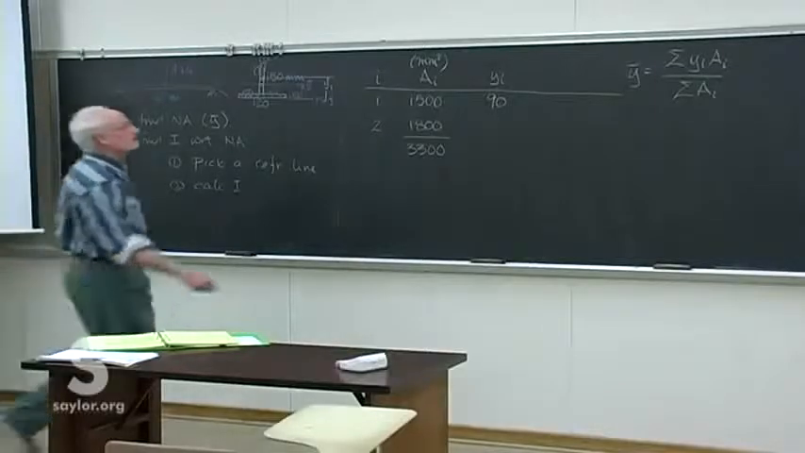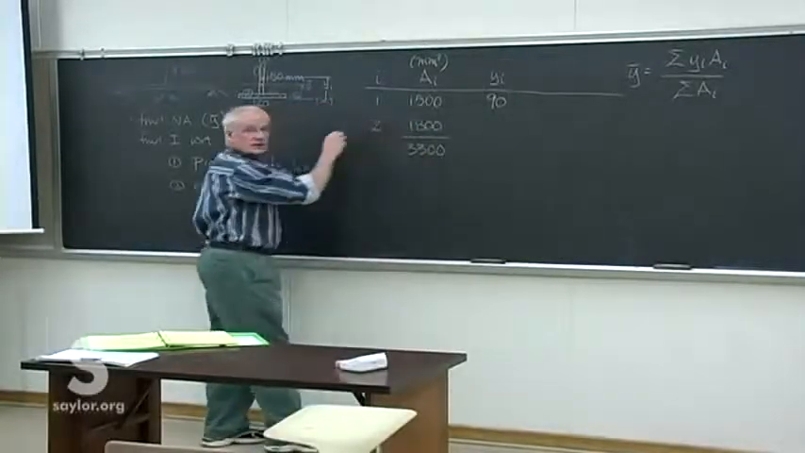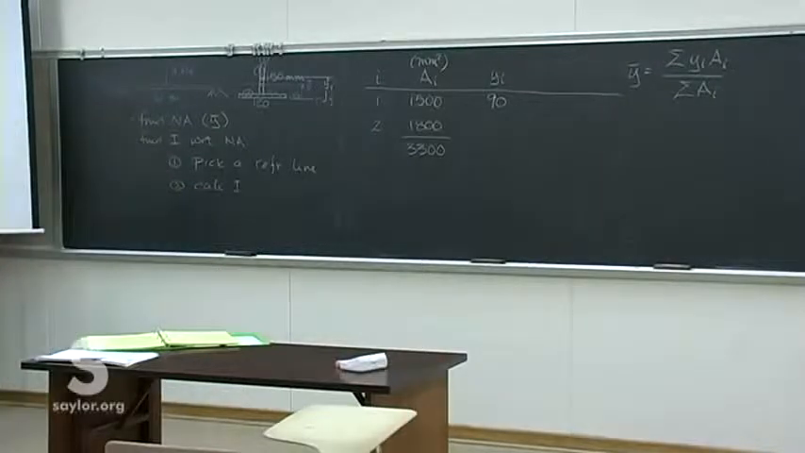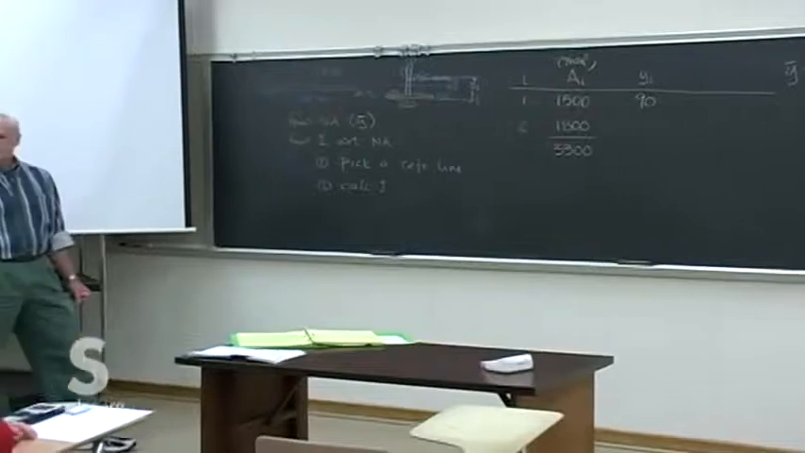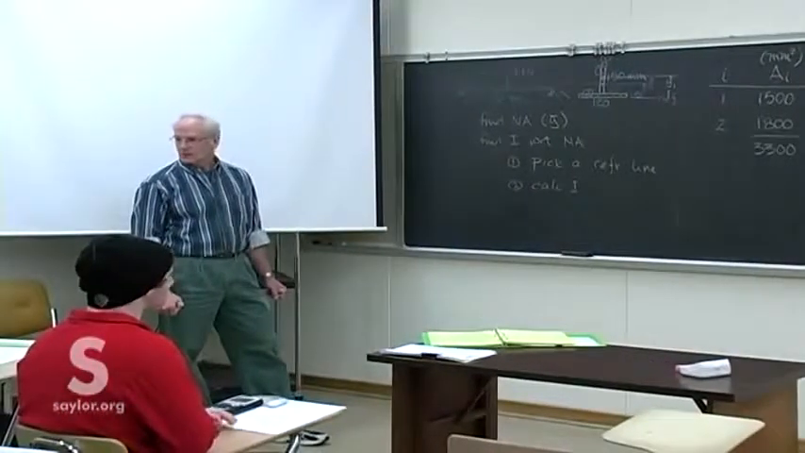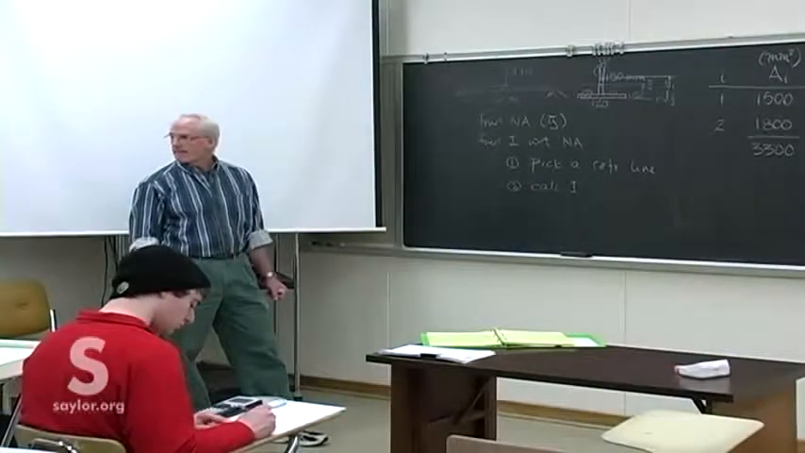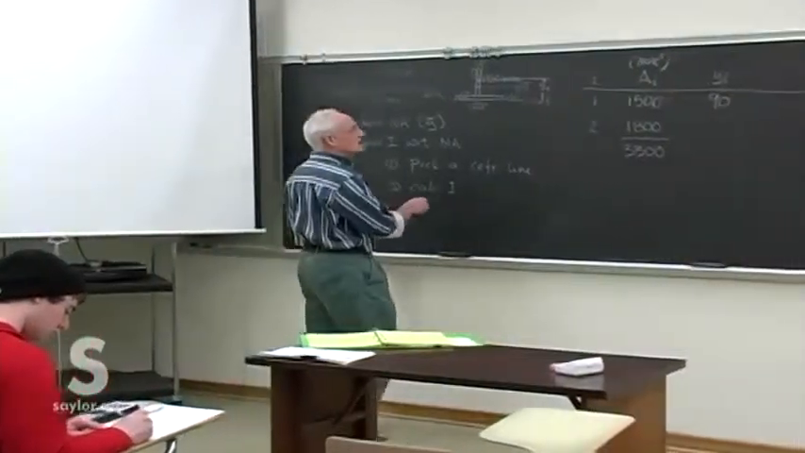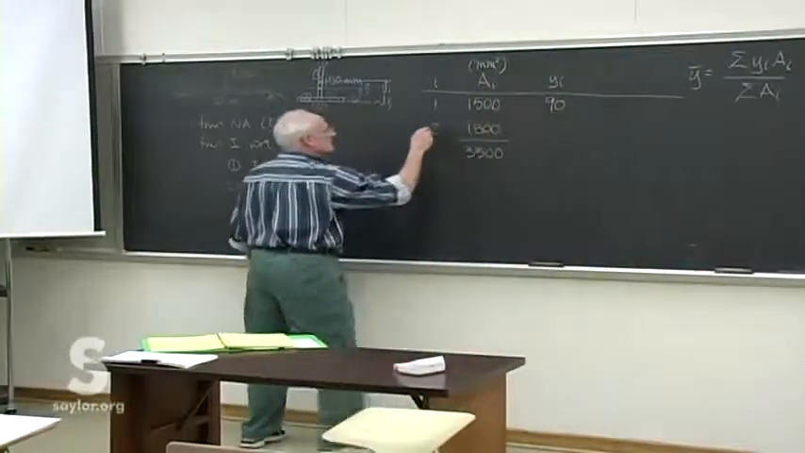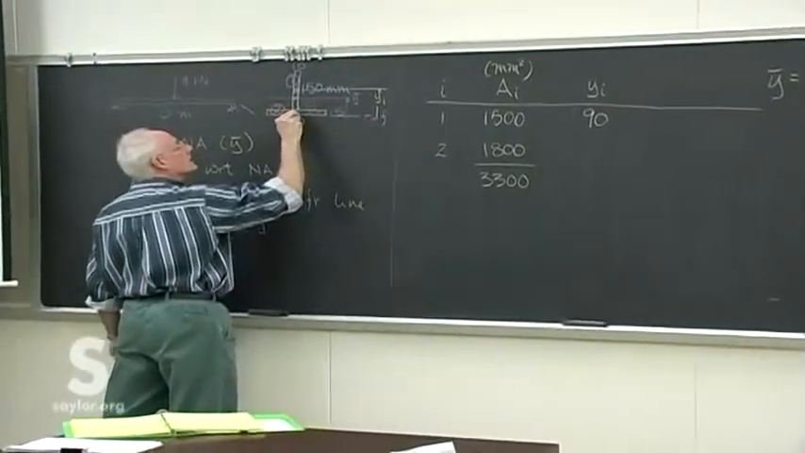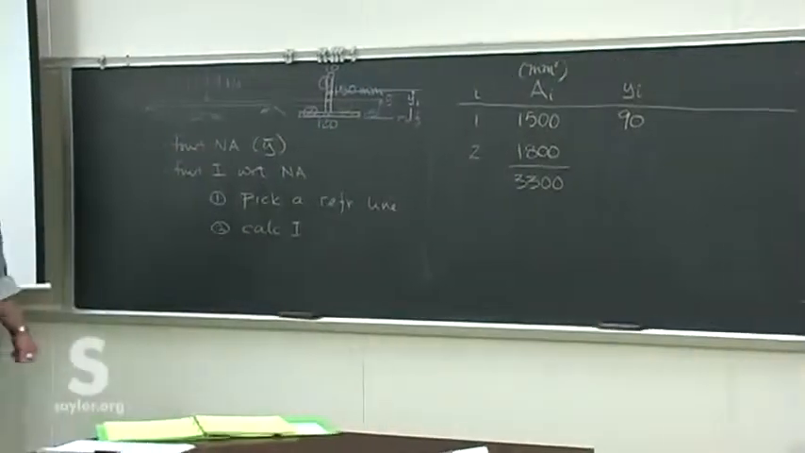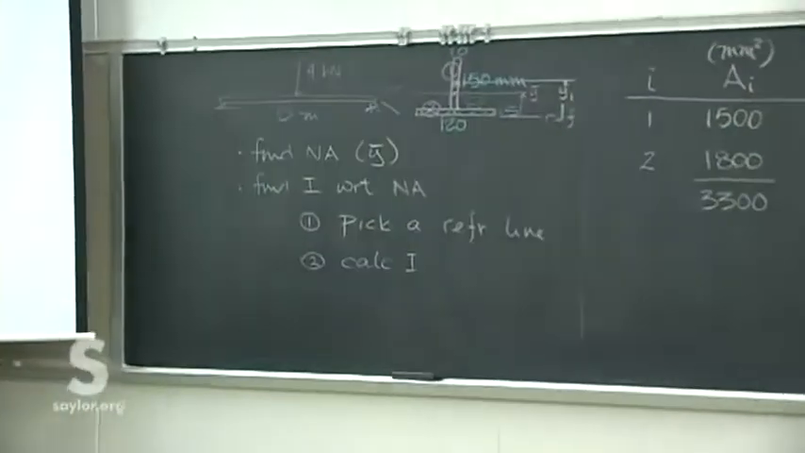What then is Y2? There's a guess. What do the others say? We're looking for the centroid. This is the location of the centroid of the second piece with respect to my reference line. Due to its regularity, we know that to be right there in the center. It's at 7.5 millimeters.